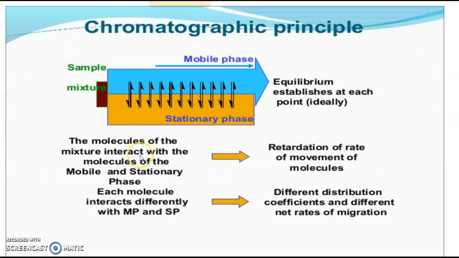The molecules of the mixture interact with the molecules of the mobile phase and the stationary phase. Each molecule interacts differently with the mobile phase and stationary phase. The point we have already discussed is the retardation of the rate of movement of molecules, that is, different distribution coefficients and different net rates of migration. So this is based on the movement of the particles in the mobile phase and stationary phase.